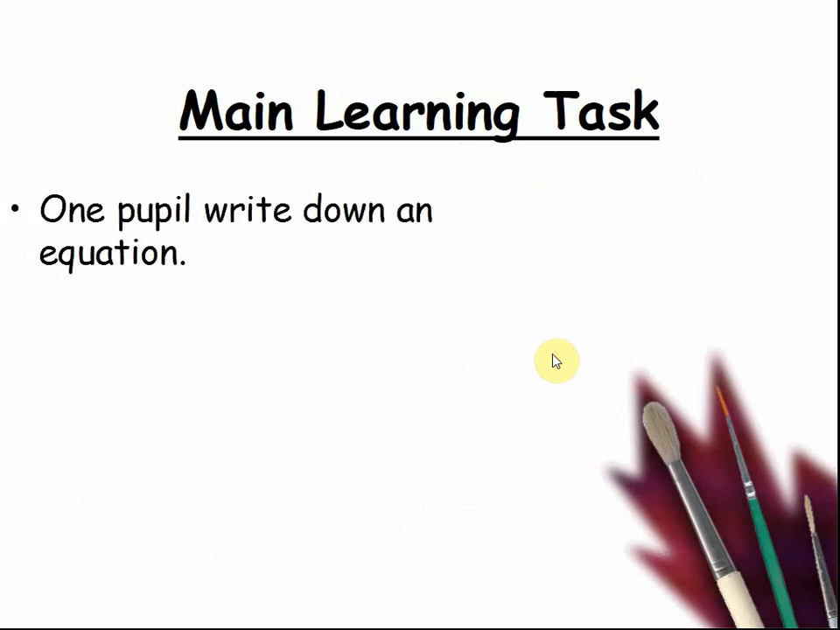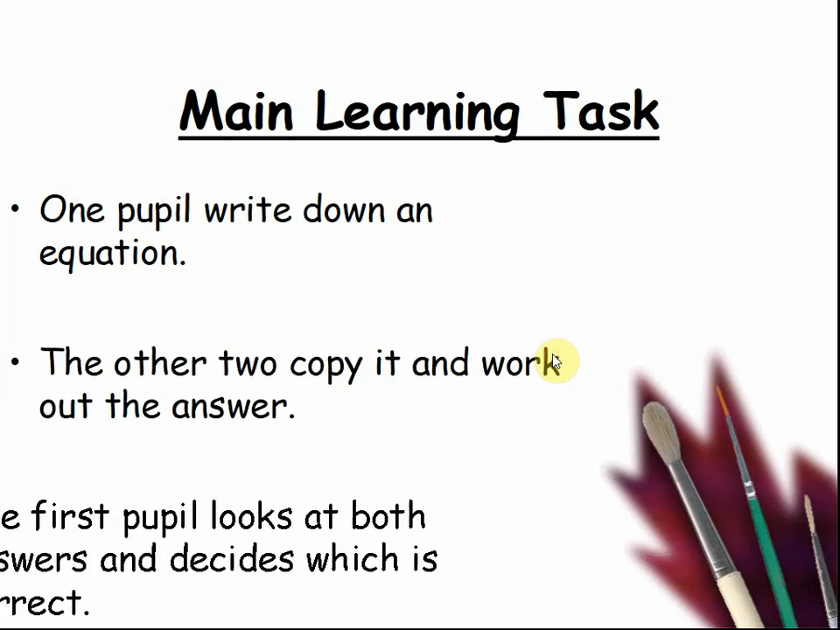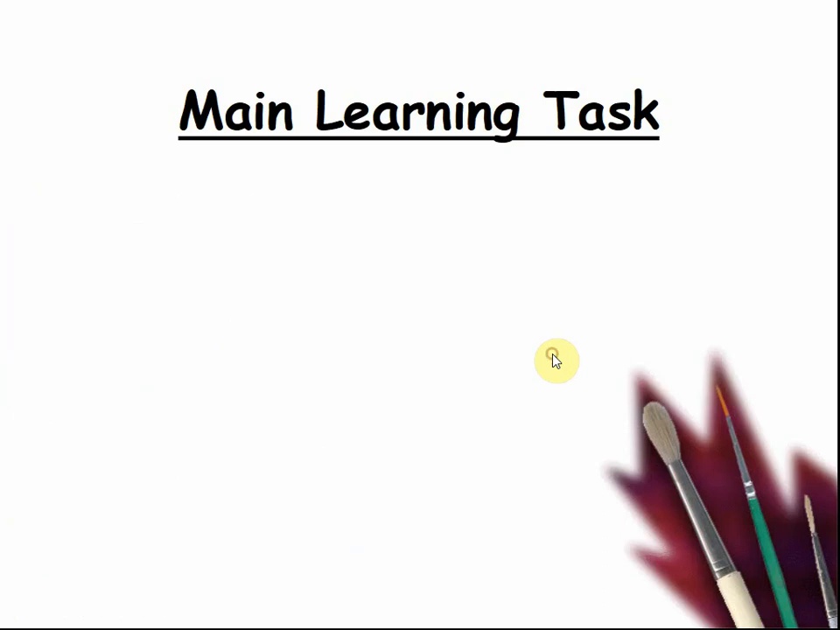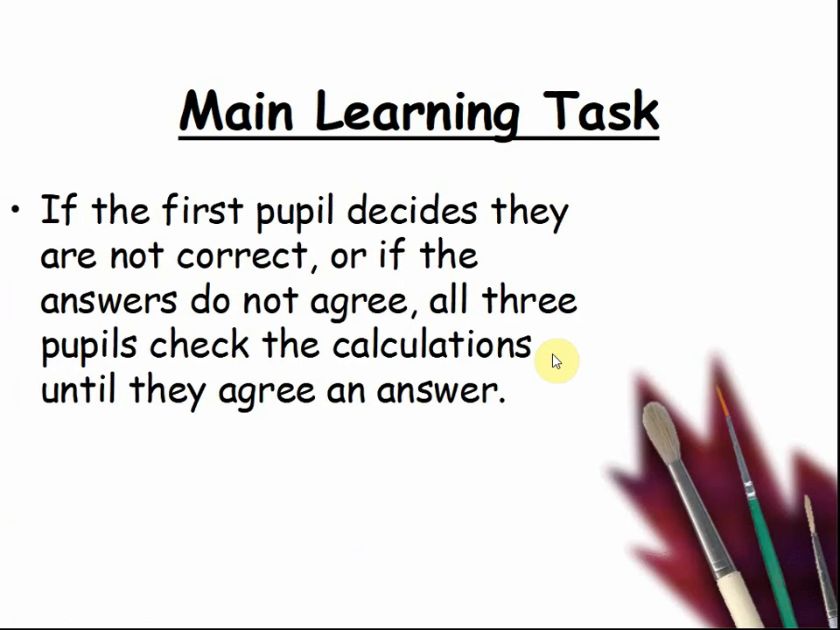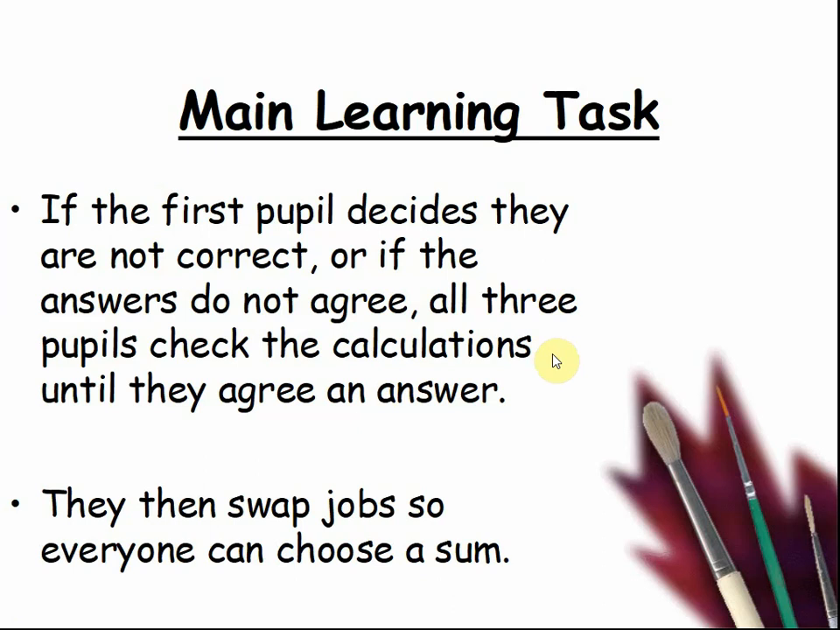One pupil writes down an equation. The two others copy it and work out the answer. The first person looks at both answers and decides which is correct, or maybe both are correct. If the first pupil decides they are not correct, or if the answers do not agree, all three pupils check the calculations until they agree on an answer. They then swap jobs so everyone can choose a sum.